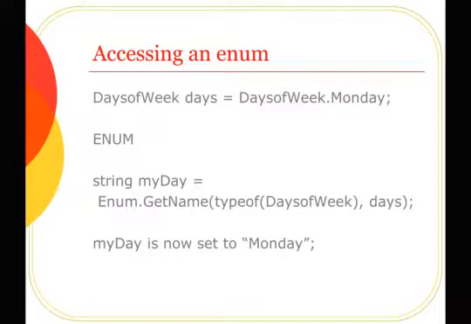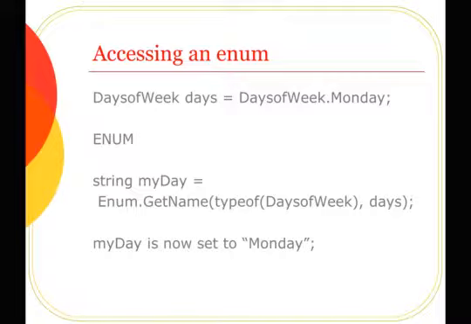So days of the week equals days of the week, and the variable name is days, and you're setting it to days of the week dot Monday. So now days is equal to days of the week dot Monday.